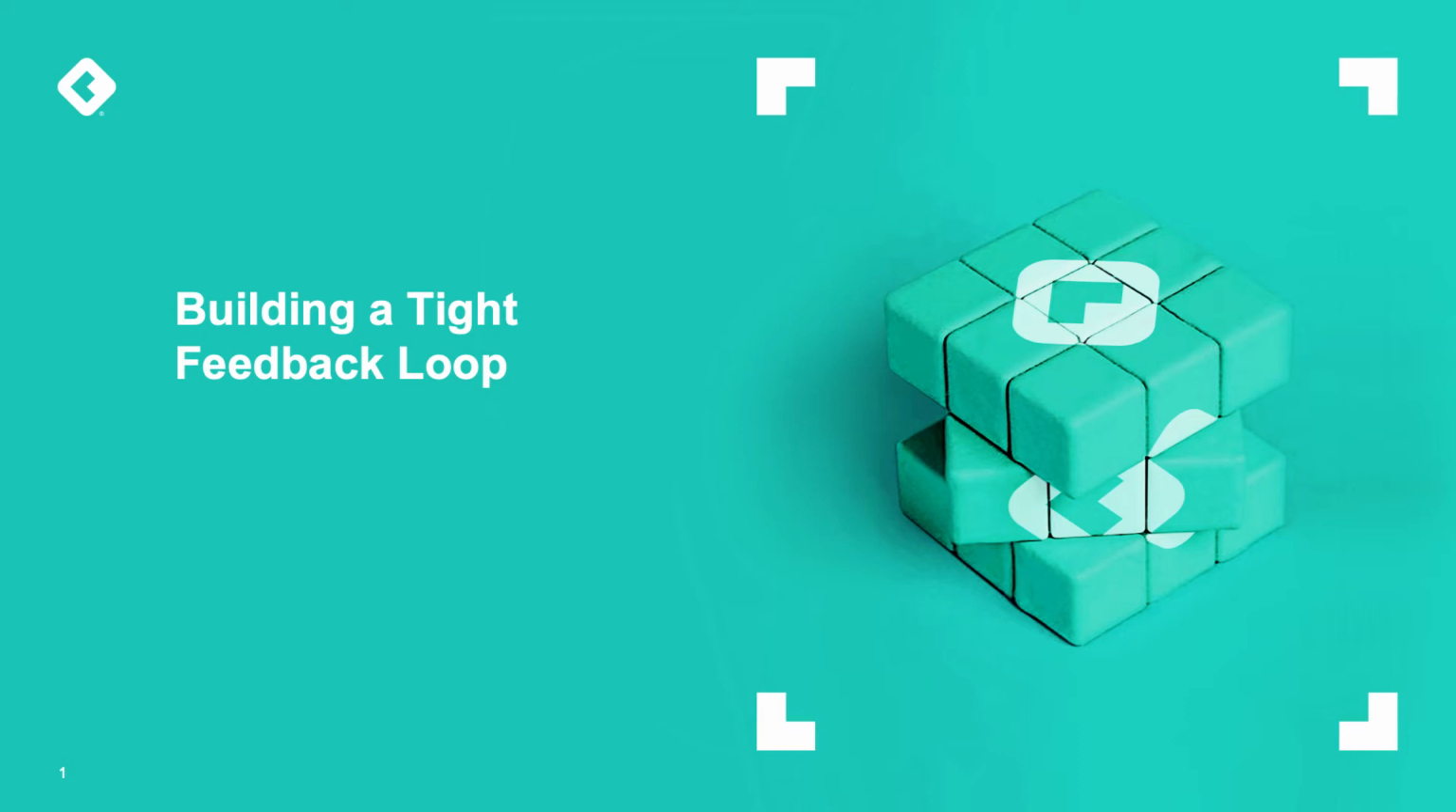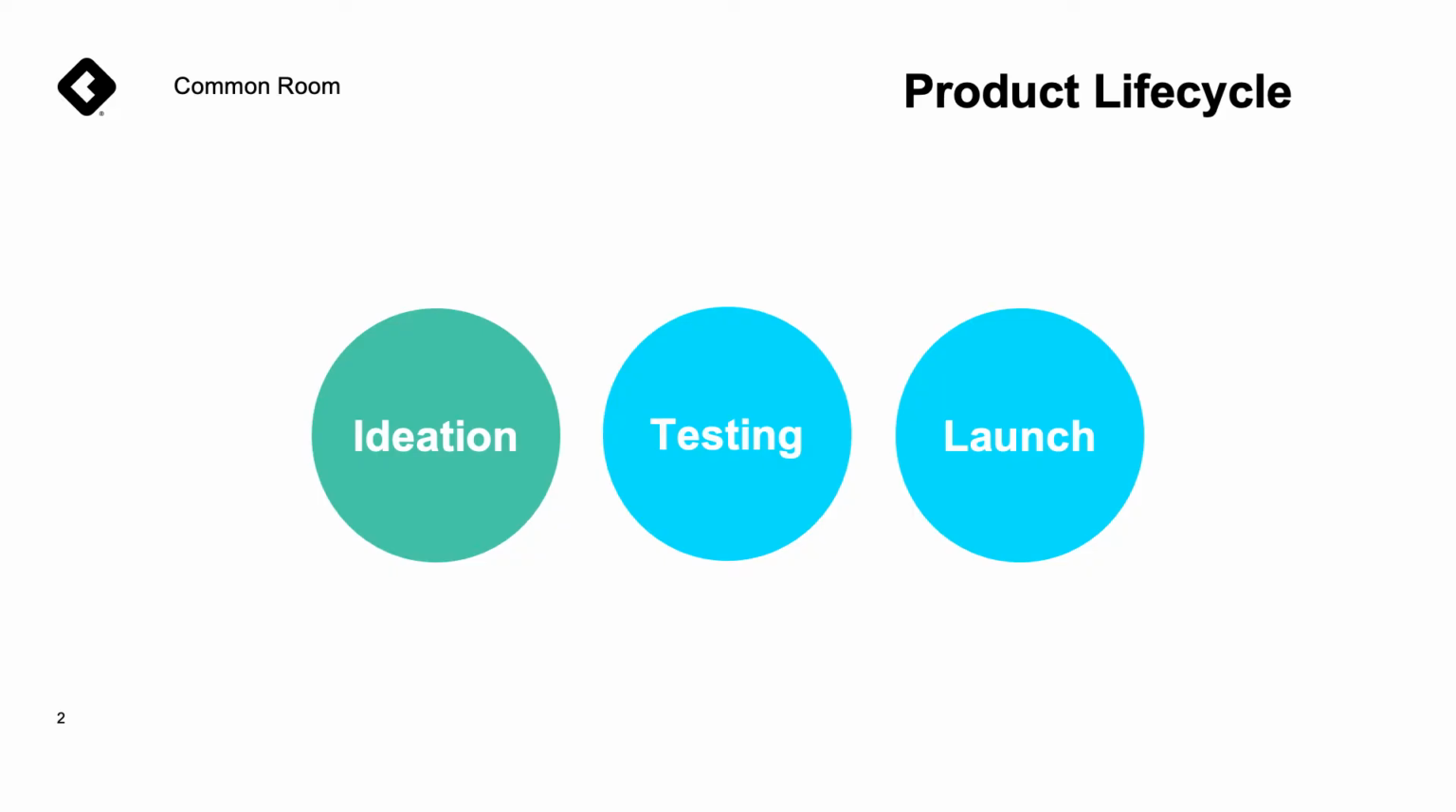Let's talk about how to build a tight feedback loop with our community members. But first, let's go over the product lifecycle and discuss how our community members can be part of each stage. So broadly speaking, we can divide the product lifecycle into research and ideation, development and testing, and then launch.